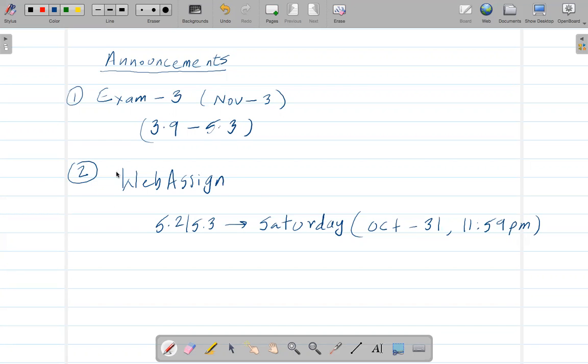I've also extended the last homework, which was 5.2, 5.3. In case you haven't done this yet, here is a chance to do it. Or if you missed it, or didn't get everything correct, you can still go back and do it again. Since I extended the exam, I also decided to extend this to Saturday, which is the usual date I normally assign for most of the homework. So 5.2, 5.3 is going to be due this Saturday, October 31.